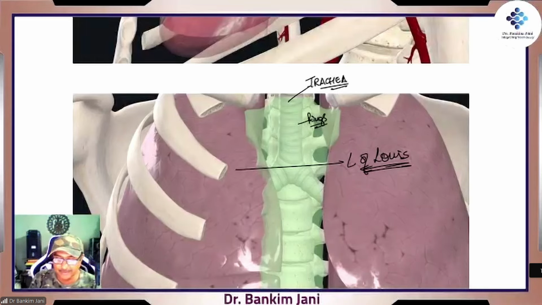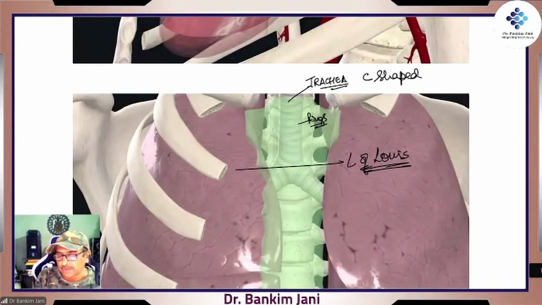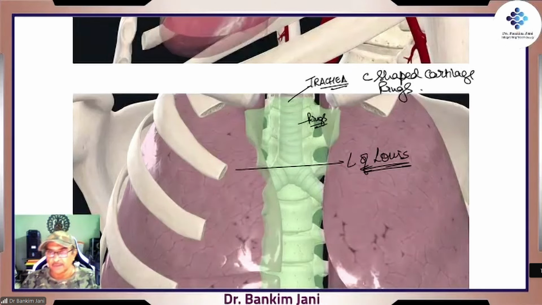So, tracheal rings are incomplete. They are called C-shaped tracheal rings, because that gives the advantage that the trachea can expand. These are the cartilaginous rings. If the entire ring were tight, the trachea just could not expand. Because it is C-shaped, it has scope for expansion. That is the identification mark of a trachea.